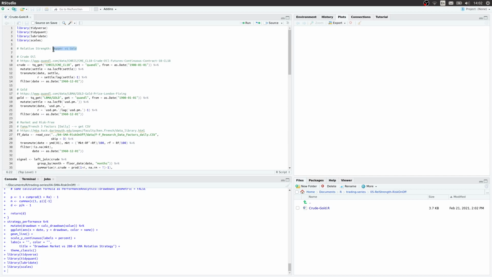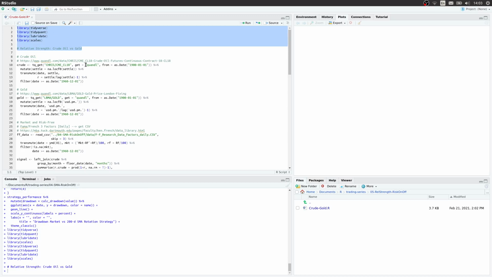In my example here, I want to use copper, have a look at copper versus gold. Actually, it's wrong. I'm going to look at crude oil versus gold. And the idea is that when crude oil is outperforming gold, this is a bullish signal. You want to be invested in the market, whereas when gold outperforms crude oil, you want to be positioned in a defensive asset or in treasury bonds.